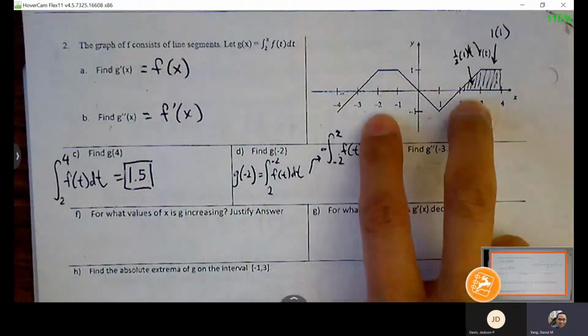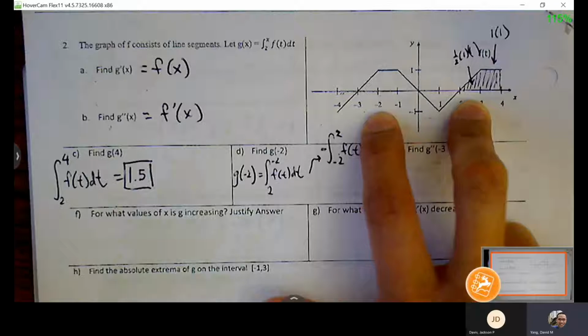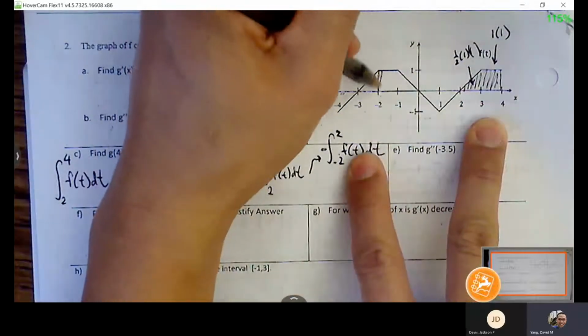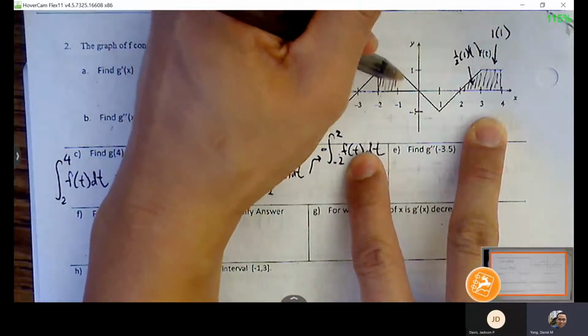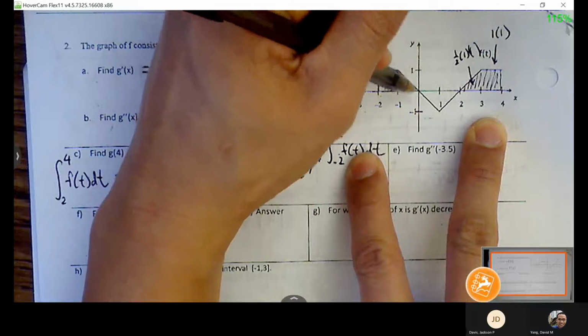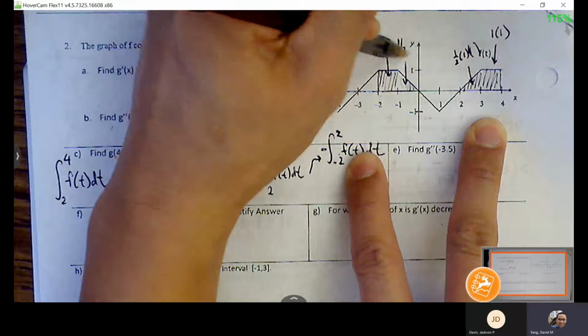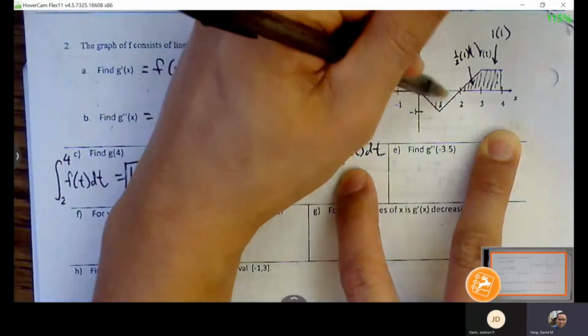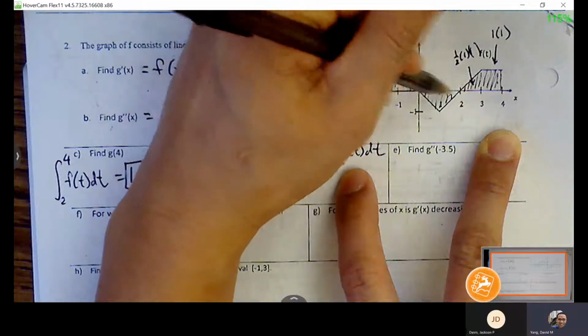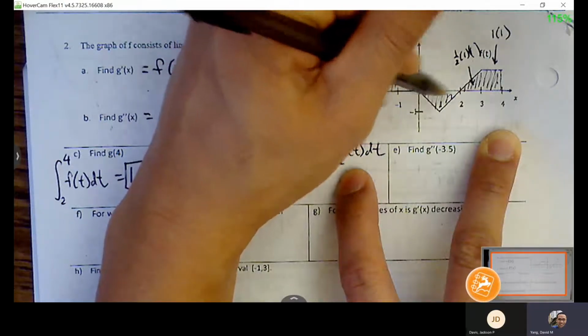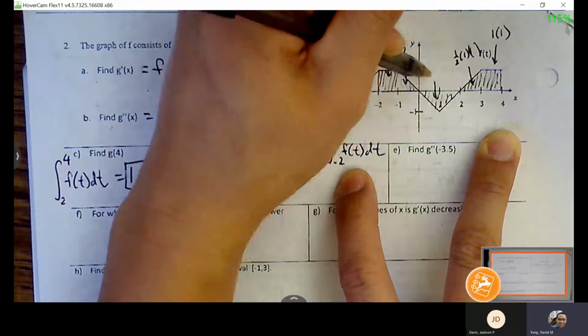Okay, so from -2 to 2, I'm just going to total those areas up. And keep in mind that anything above will remain positive, but anything below is going to be negative. So this is 1, this is 1/2. And this whole thing is just going to be 1/2 base times height. So 1/2 times 2 times 1, that's going to be just -1.